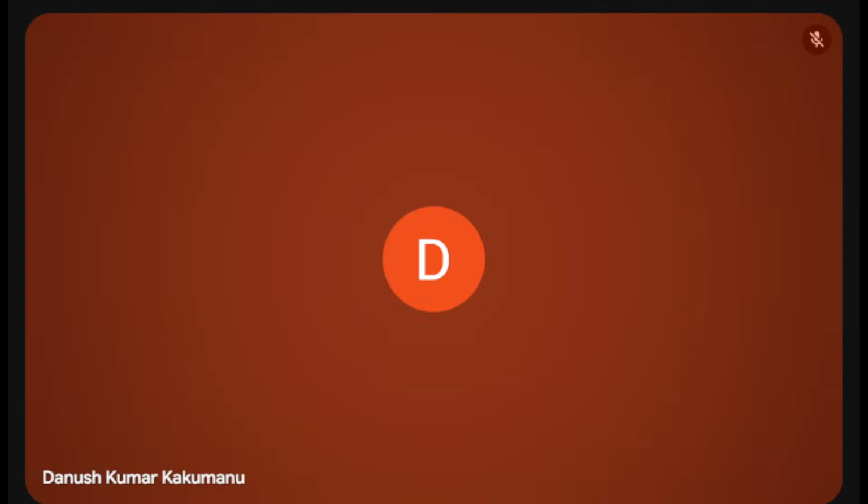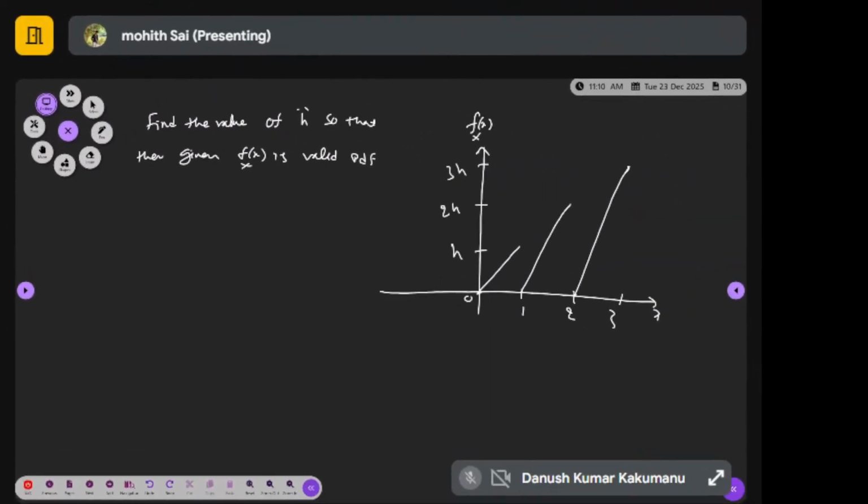Okay, what the question is asking: find the value of h so that the given function f of x is a valid PDF. He is asking what is the value of h so that the given function is a valid PDF.